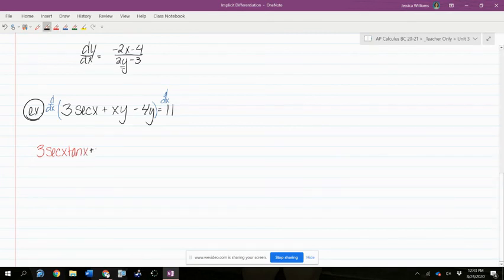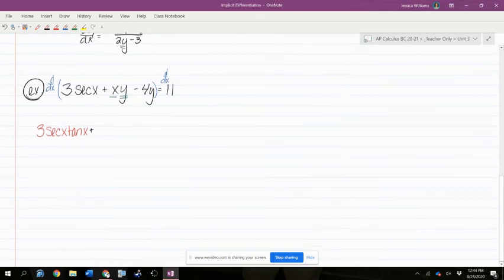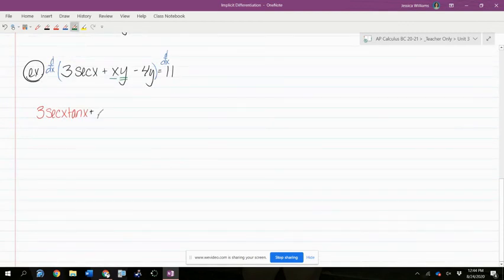Plus, this is a product rule. I got two things being multiplied. That's a product rule. So product rule says, first I write it, derivative of the second. Derivative of y is dy dx. First, derivative of the second, plus second is just y, derivative of the first, dx dx is 1, so I won't write times 1. And then finally, minus 4 derivative of y, equals 0.